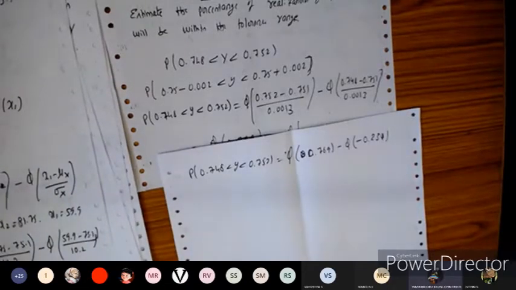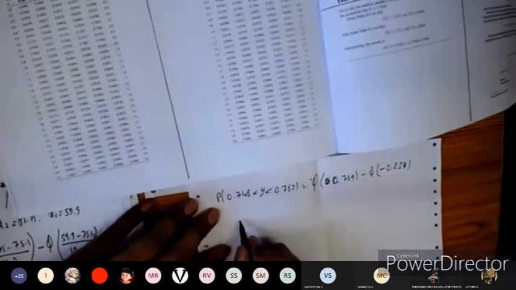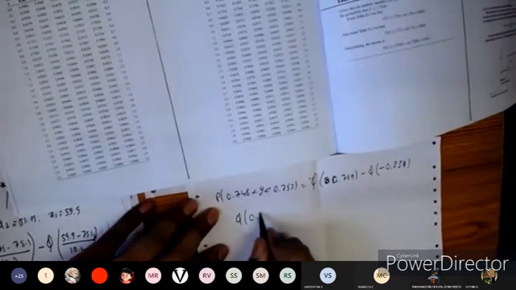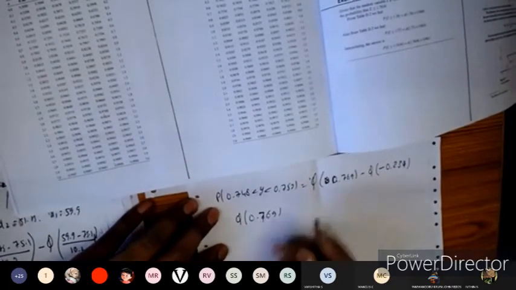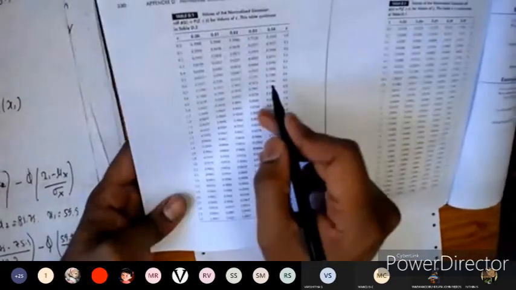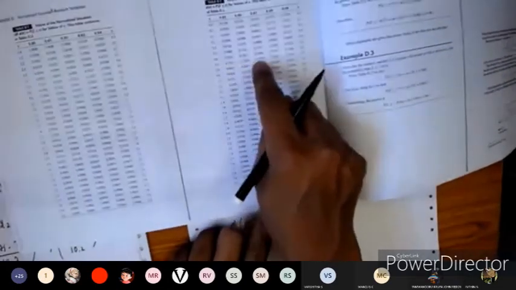Okay, so let us find the answer in the table. So to find the value of 0.769. Okay, so 0.76 we have here. So 0.7 and 6 is there. So we have the value of 0.76, which is 0.7764.